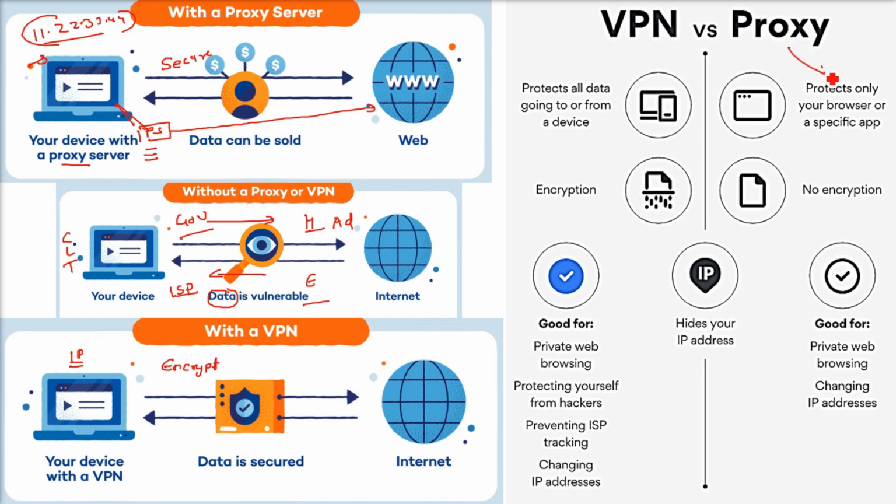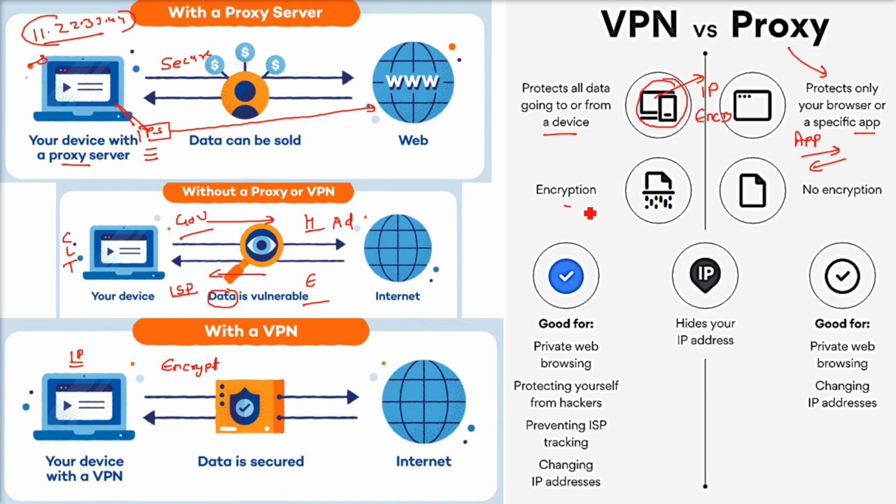So VPN versus proxy. Proxy protects only your browser or a specific app. That is, you have to configure the proxy for every app you're using, and you want this proxy to be set on these apps. So it works on the application level, while the VPN protects all data going to and from your device. So this works on the operating system level. Proxy works only on the application level. So it will hide your IP. The VPN will also encrypt your data.